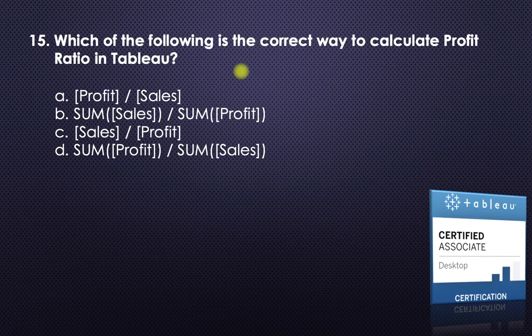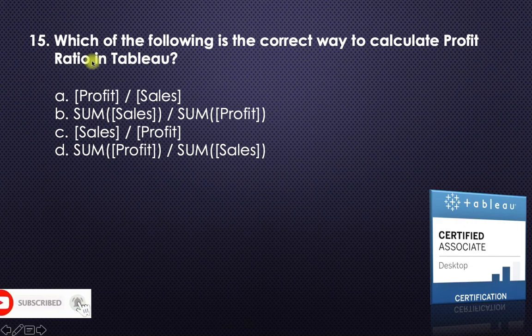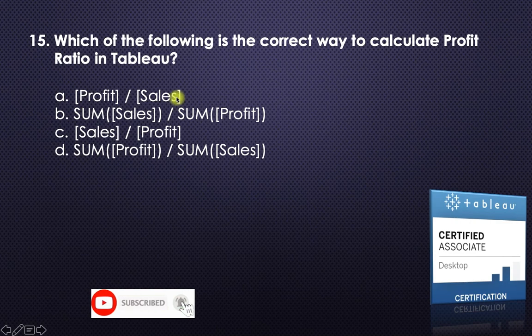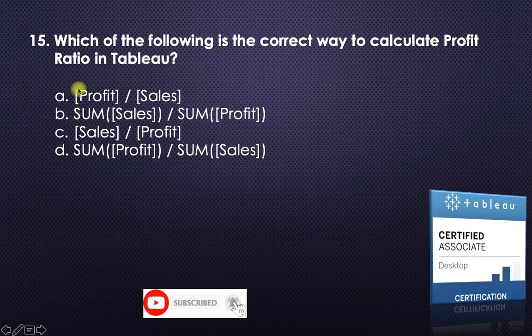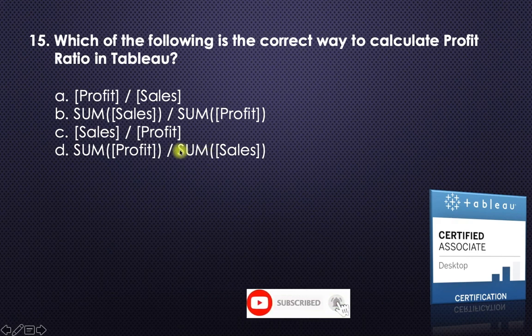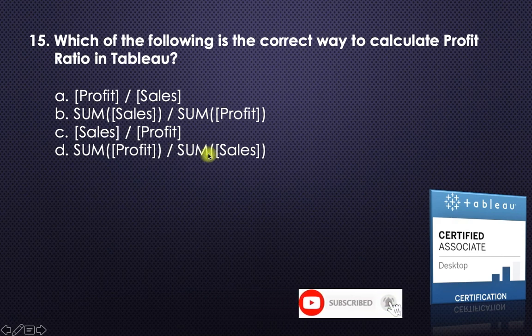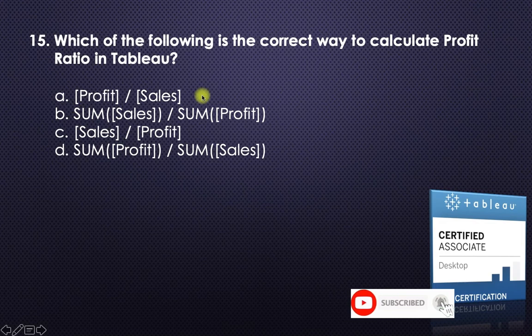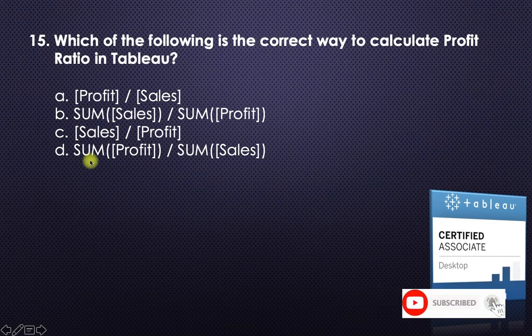The last question: which of the following is the correct way to calculate profit ratio in Tableau? So the profit ratio is calculated by profit divided by sales. So that leaves us with option A and D. Option A will give you always row level calculation because there is no aggregation here. And here we have an aggregation. So this is probably what most of us look for. We don't want row level calculation to calculate profit ratio. And this, sum of profit divided by sum of sales, will be the answer.